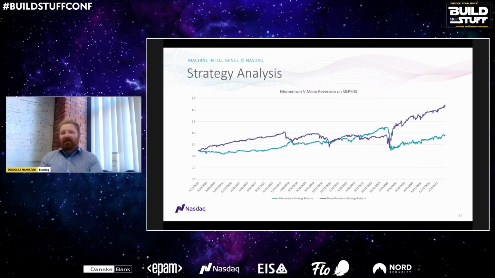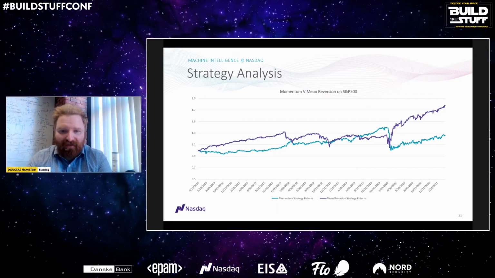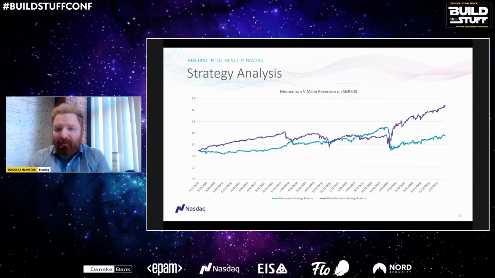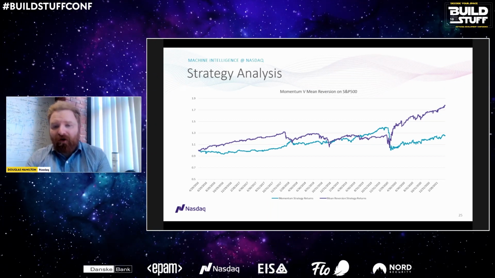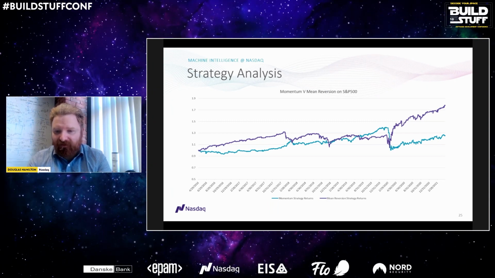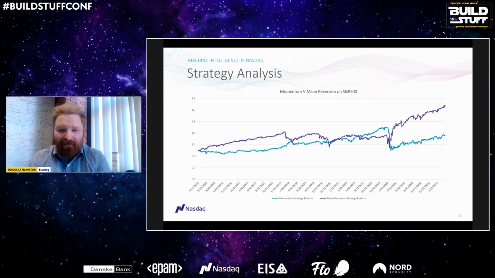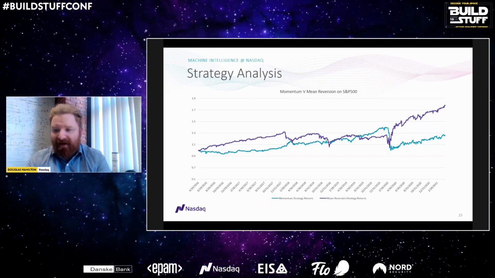So let's talk about strategy analysis. Let's introduce two very simple strategies that you could follow. One is a momentum strategy and the other is a mean reversion strategy. What we're looking at here is a pure momentum and a pure mean reversion strategy from 2016 to 2021 on the S&P 500. What's interesting about these two strategies is that they're exactly opposite.